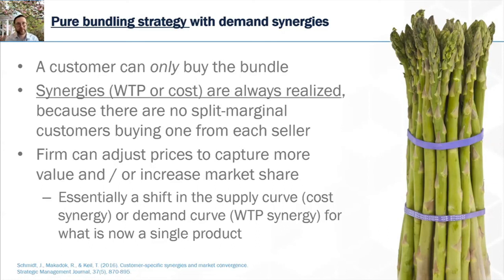So most people don't think of a smartphone as being a hardware product and a software product. They're not considered separately. Instead, most people think of that as a single offering. And the existence of these synergies essentially shifts the supply curve for cost synergies, or shifts the demand curve for willingness to pay synergies. And you can think about your previous economics learning with supply and demand curves to think about how that works in the marketplace.